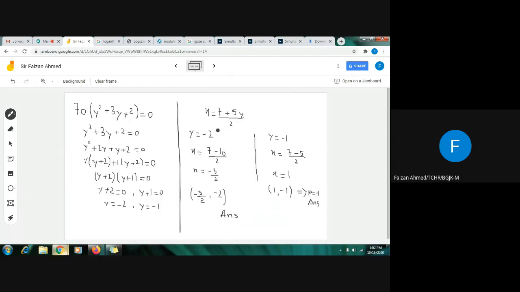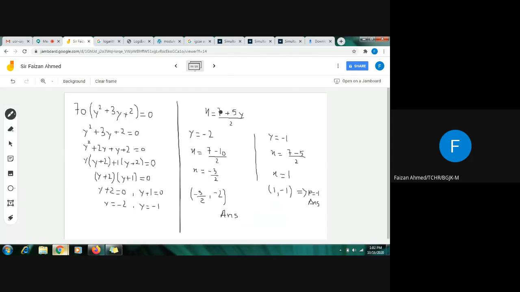I will put the values of y one by one. First I am putting the value minus 2. When I put minus 2 in place of y, it will become minus 10. 7 minus 10 upon 2 will give me minus 3 upon 2. And when I put y = −1 in this equation, it will give me (7 − 5)/2. 2 upon 2 is basically 1. So these are the two solutions. The first one is x = −3/2 and y = −2, and the next one is x = 1 and y = −1.